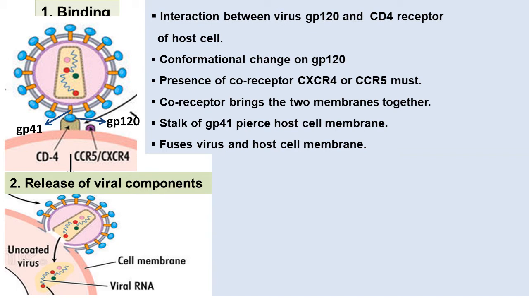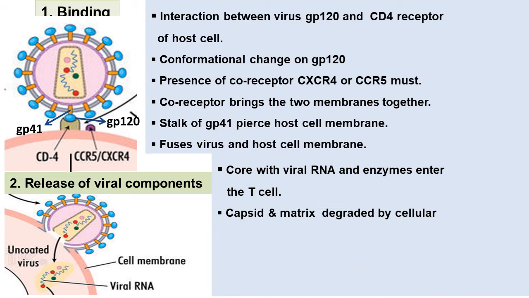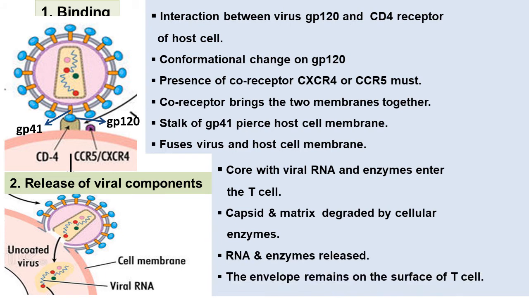The next event is the release of viral components. With the fusion of the two membranes, the core with viral RNA and enzymes enter the T cell. The capsid and the matrix are degraded by cellular enzymes. As a result, the RNA and enzymes are exposed to the cytoplasm of the host cell. In the process, the envelope remains on the surface of the T cell.